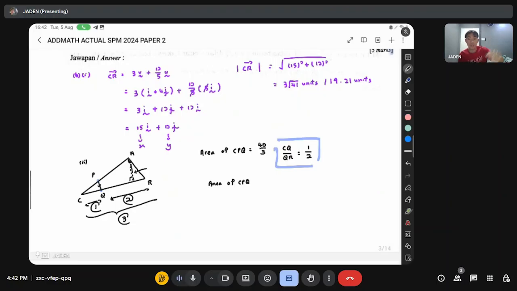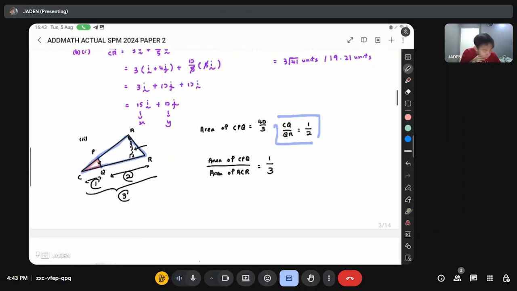So it actually forms a mini triangle here. Area of CPQ over area of, I'm going to write this, area of ACR, which is the larger triangle here, the full picture of the triangle. So there is a large triangle and there is a mini triangle. Now we write down here area of CPQ over area of ACR is ratio 1 over 3. This is what we have learned from the diagram also.